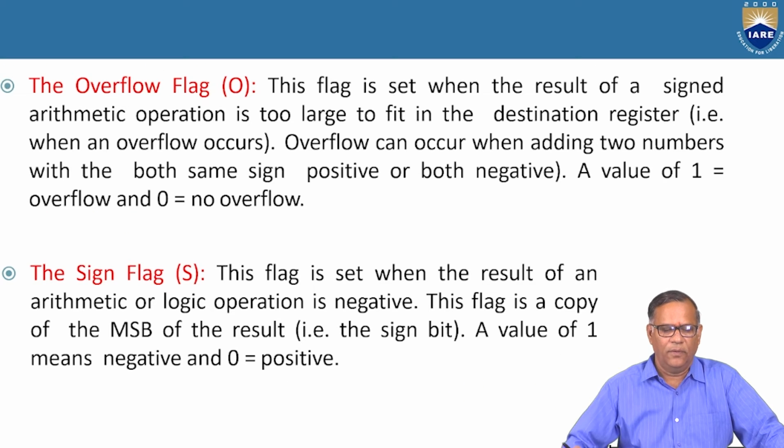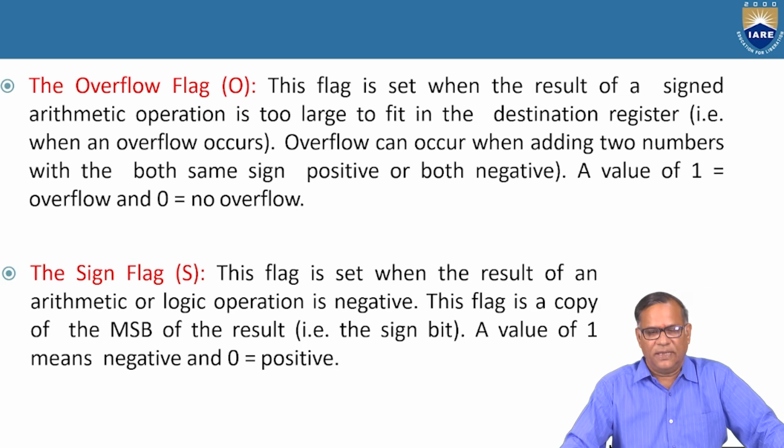Next, let us discuss the sign flag. The sign flag is set when the result of an arithmetic or logic operation is negative. This flag is a copy of the MSB. A value of 1 means negative and 0 means positive. So during arithmetic and logic operations, if the most significant bit is 1, then this flag is activated.